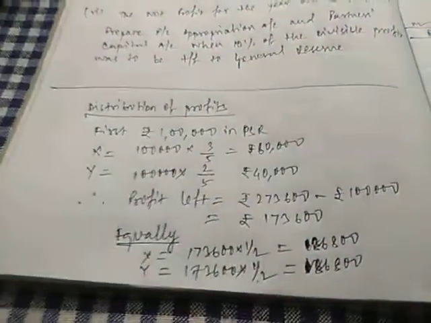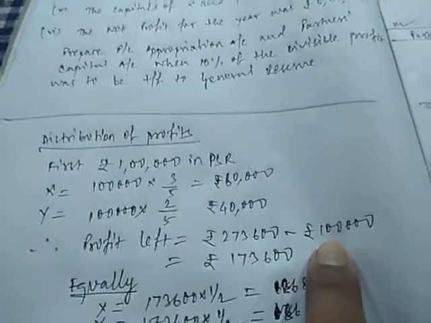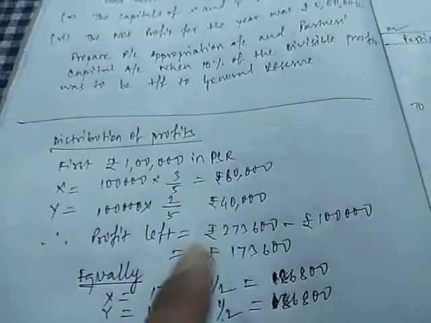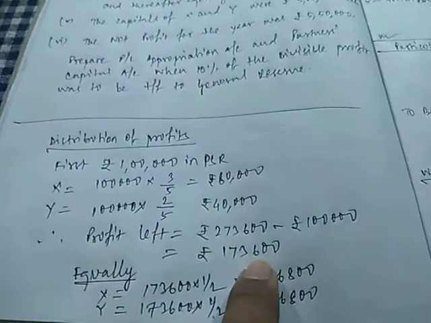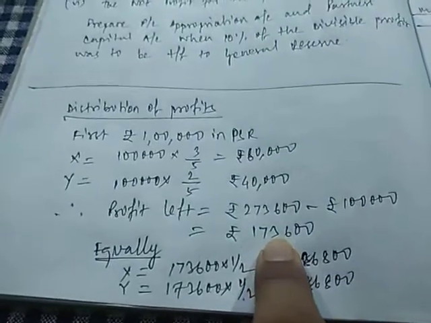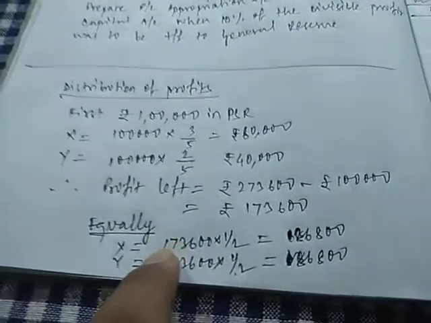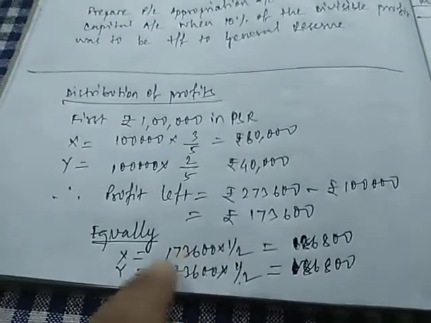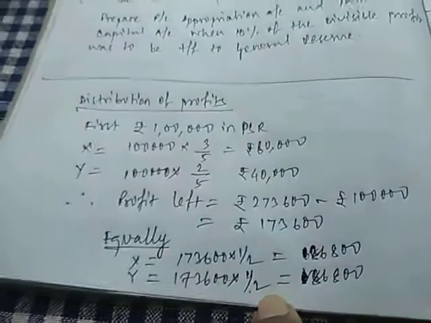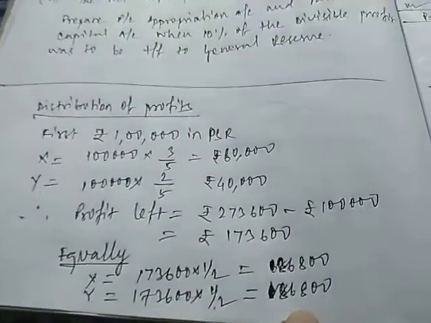Now what is the amount of profit left? The divisible profit is 2,73,600. From there we have already deducted 1 lakh for distribution to X and Y. Now we are left with rupees 1,73,600. 2,73,600 minus 1 lakh will give us 1,73,600. Now this 1,73,600 is to be distributed equally. So when we distribute 1,73,600 between X and Y equally, it gives us 1,73,600 into half, and into half for X and Y. So it will give us 86,800 and 86,800.